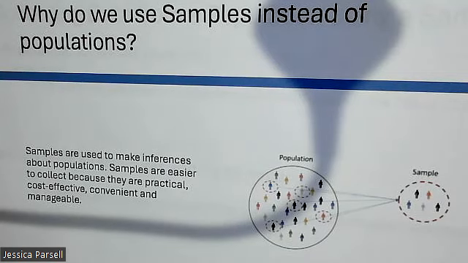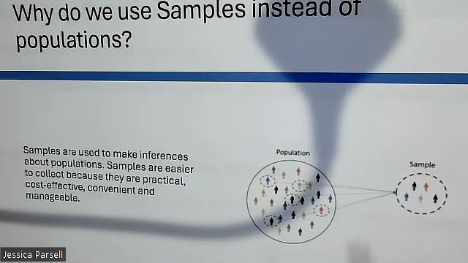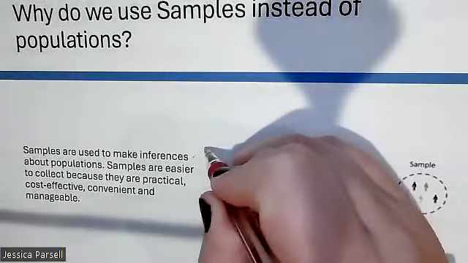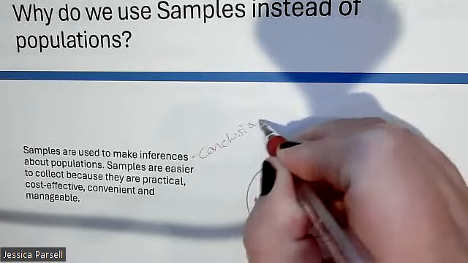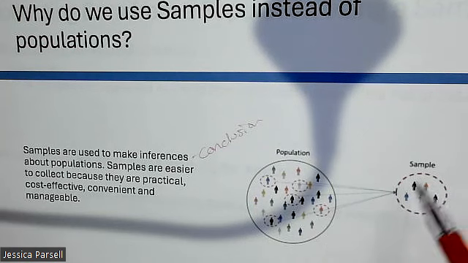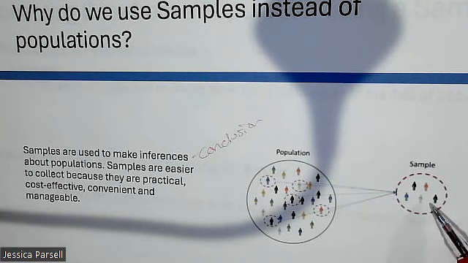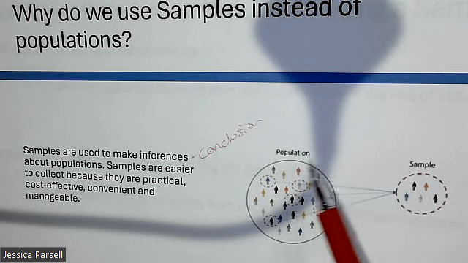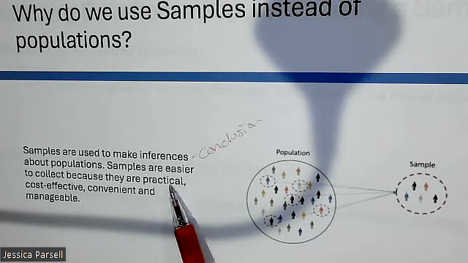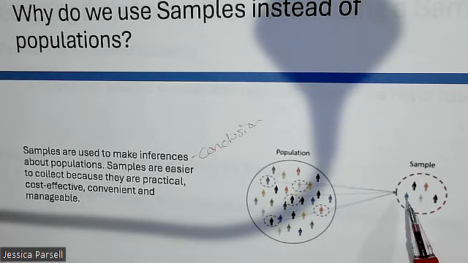So why do we use samples instead of using populations? Well, samples are used to make inferences about populations. Remember, those are conclusions. Put that down on here, make a conclusion about a population. Samples right here are easier to collect because they are practical, cost-effective, convenient, and manageable. It would be very expensive for a statistician to try to survey everybody in a population. It'd be very time-consuming, cost a lot of money. So it's not very practical, which is why statisticians and other people collecting data usually try to grab a nice random sample from the population.